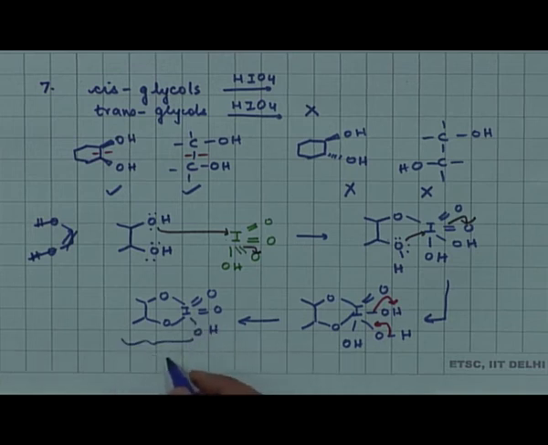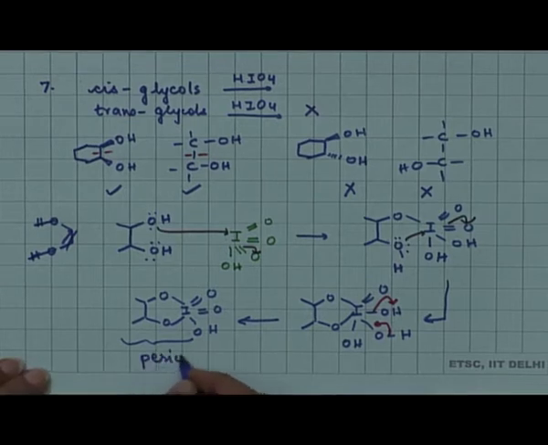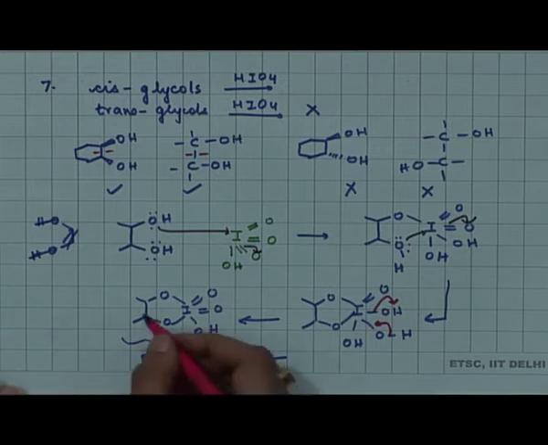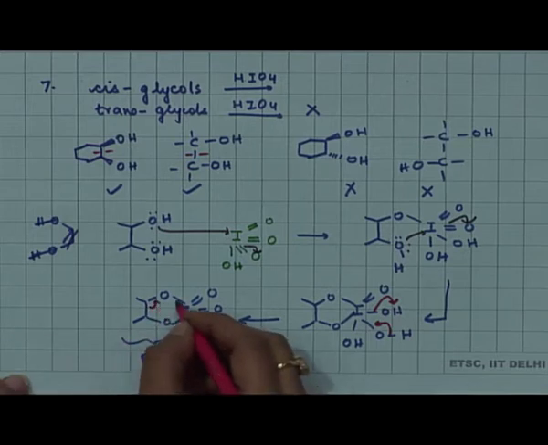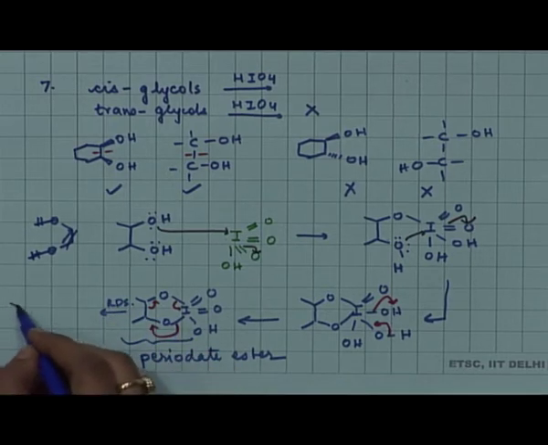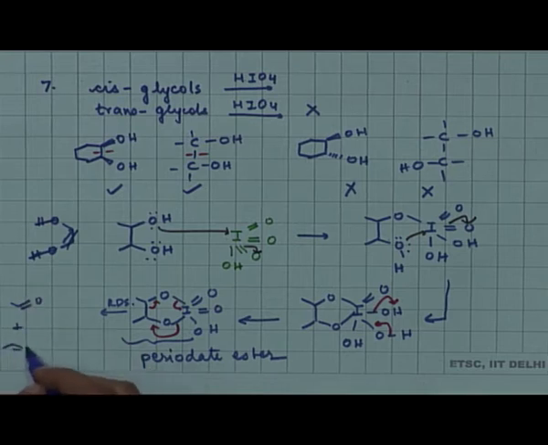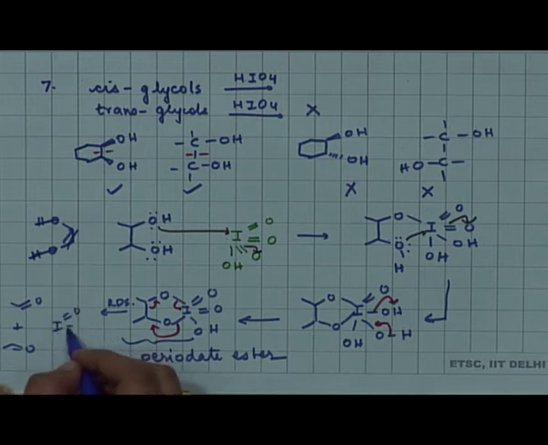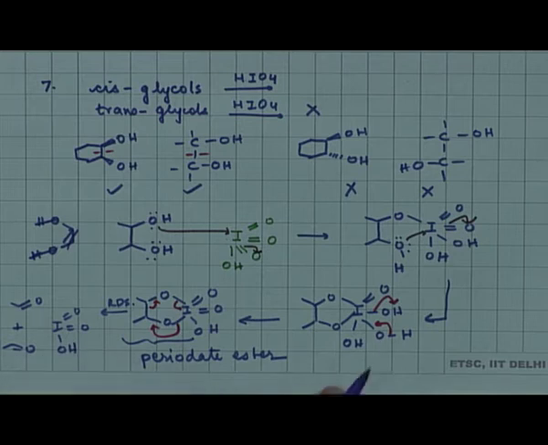cyclic ester. So, you get this periodate ester as the intermediate, and it is the decomposition of this periodate ester which is actually considered to be the rate determining step in the case of simple glycols, and it is this decomposition which finally gives you your 2 carbonyls along with the formation of HIO3. So, this is considered to be the rate determining step when we are dealing with simple glycols.